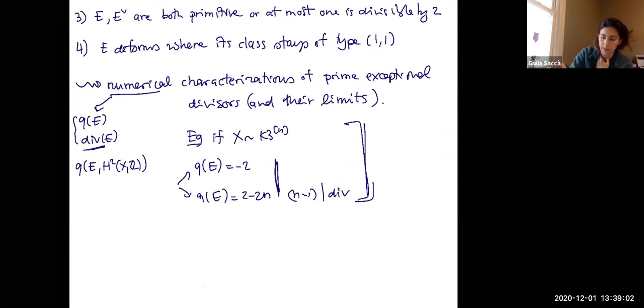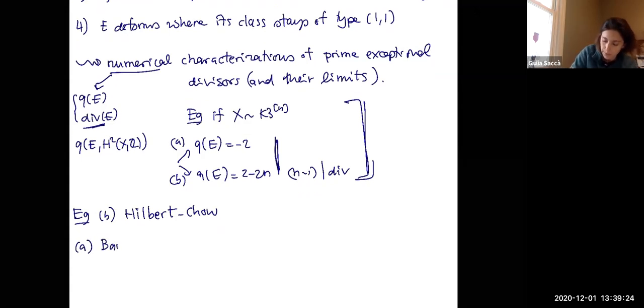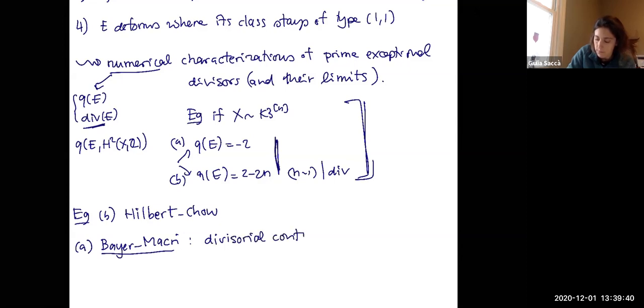Okay, and so let's give examples of these guys. If this is A, this is B, we know that B is the Hilbert-Chow divisor. We just saw that. And let me give you an example of A, and this comes from Bayer-Macrì. Examples of this type are, let me call them, divisorial contractions associated with spherical objects.